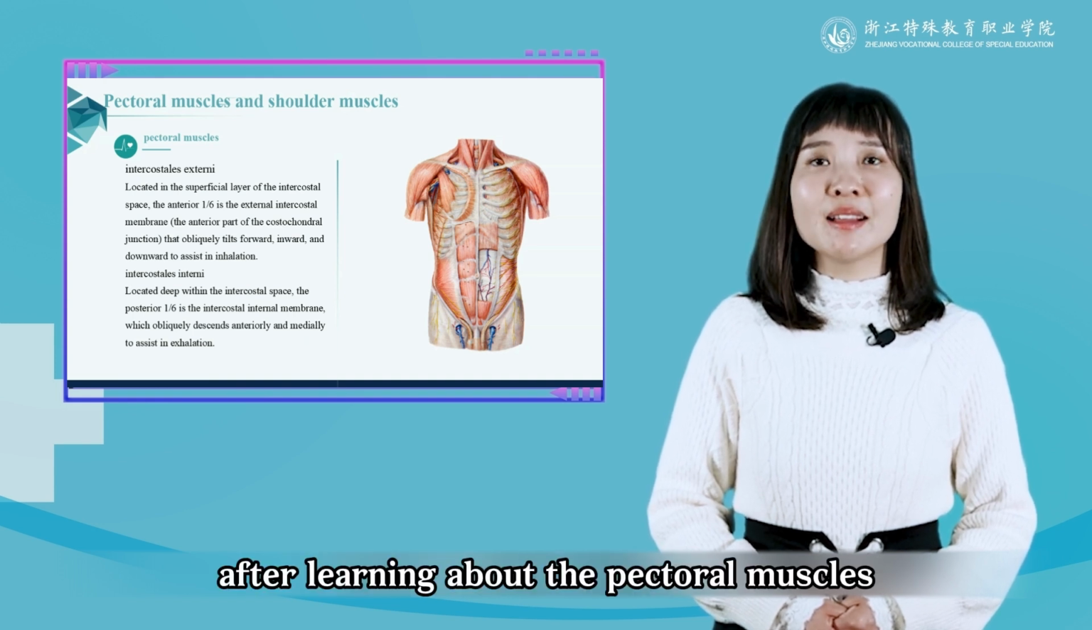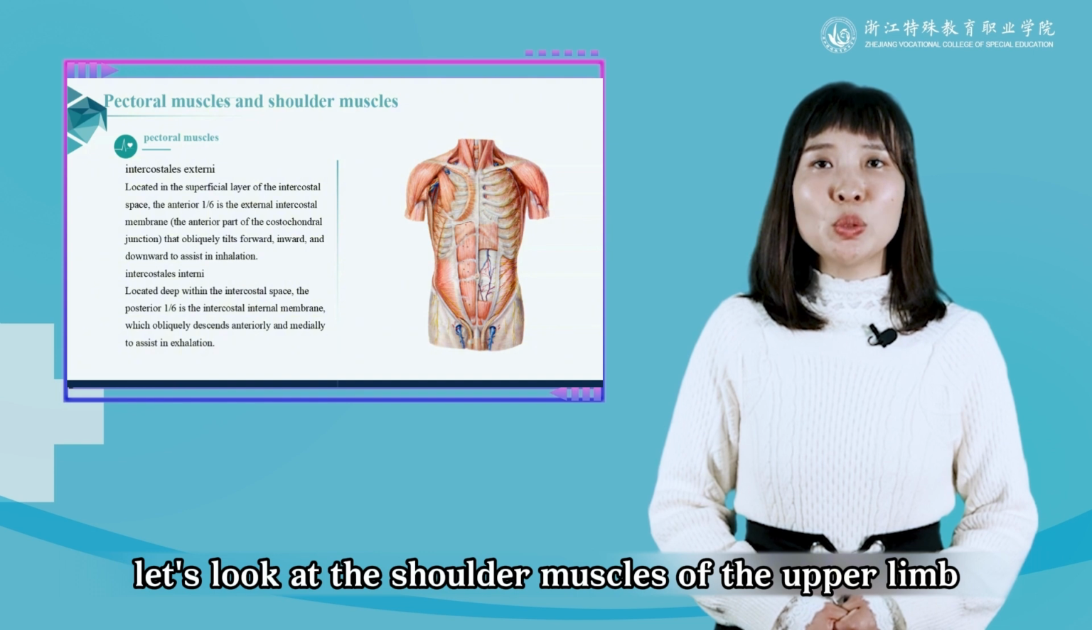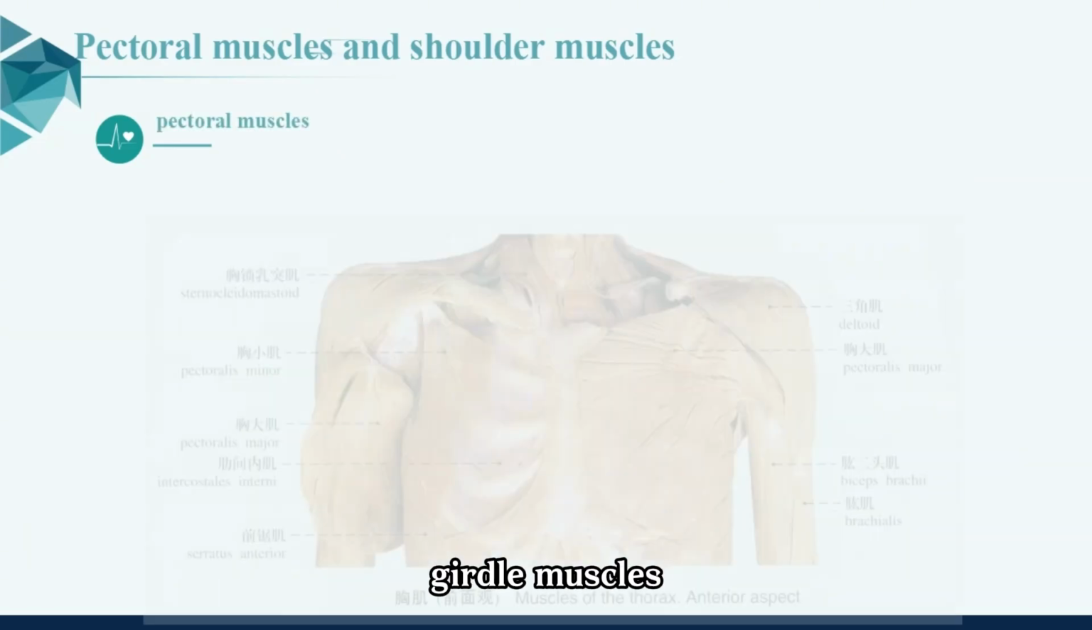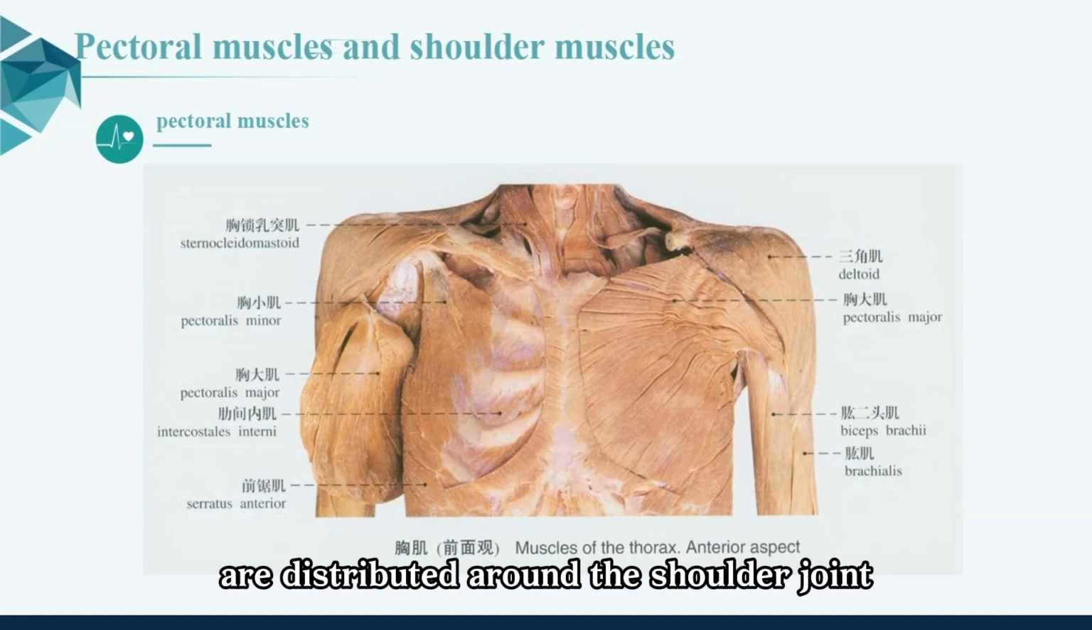After learning about the pectoral muscles, let's look at the shoulder muscles of the upper limb girdle muscles. The upper limb girdle muscles are distributed around the shoulder joint.